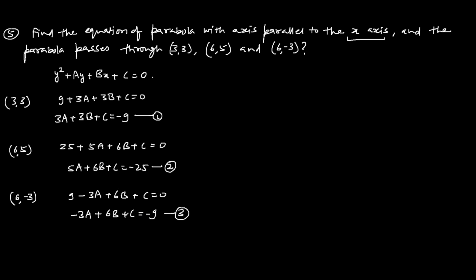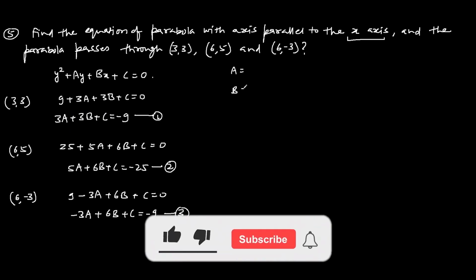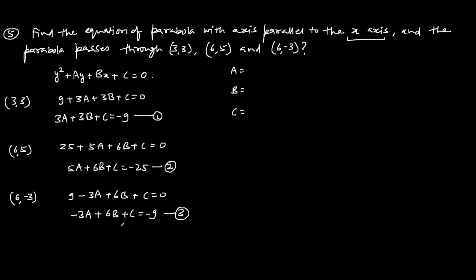Now by solving these 3 simultaneous equations, we can find the values of a, b and c. I am using my calculator to get these 3 values. You can use the substitution method or elimination method to find the values of a, b and c if a calculator is not allowed. Otherwise you can use a calculator.